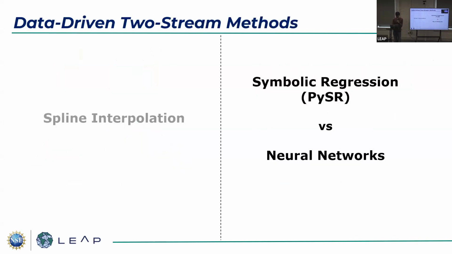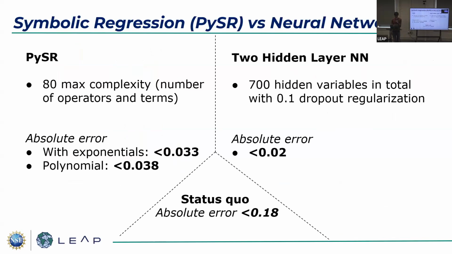Okay, so now talking about symbolic regression and neural networks. Let me show you the results. So for PySR, I set my max complexity to 80, which is considered pretty high, but for my hidden layer, and then just two hidden layers. One input layer, one output layer, two hidden layers in between. So my NN has 700 hidden variables.